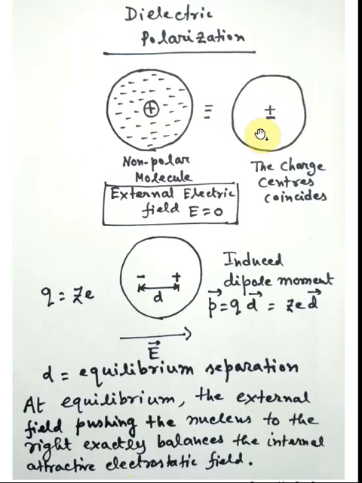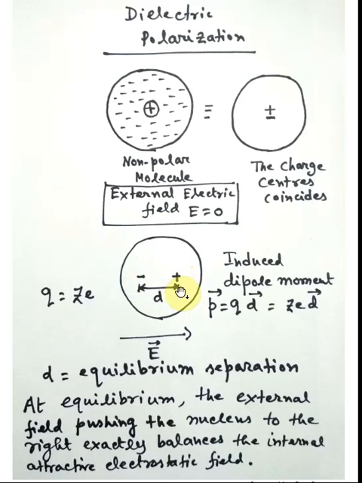In a non-polar molecule we have already seen that the positive charge and negative charge are at the same position, that is, at the center of the atom, in the absence of an external electric field. Now if we apply an electric field, this positive charge will experience a force in this direction, and the negative charge will feel a force in the opposite direction. So they will be separated. As the positive charge value and negative charge value are the same, we can consider this a dipole, that we have seen in the last class.